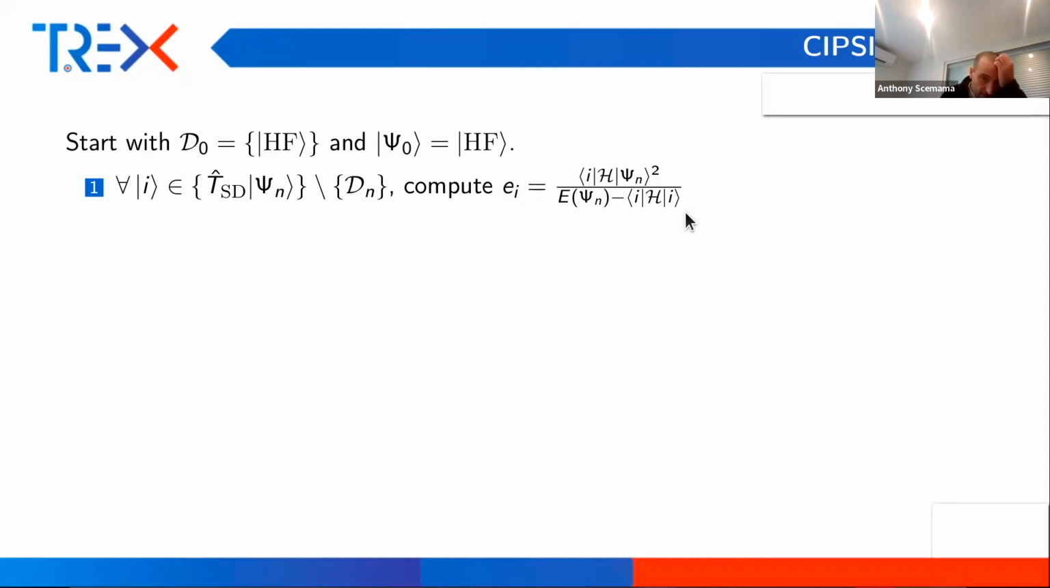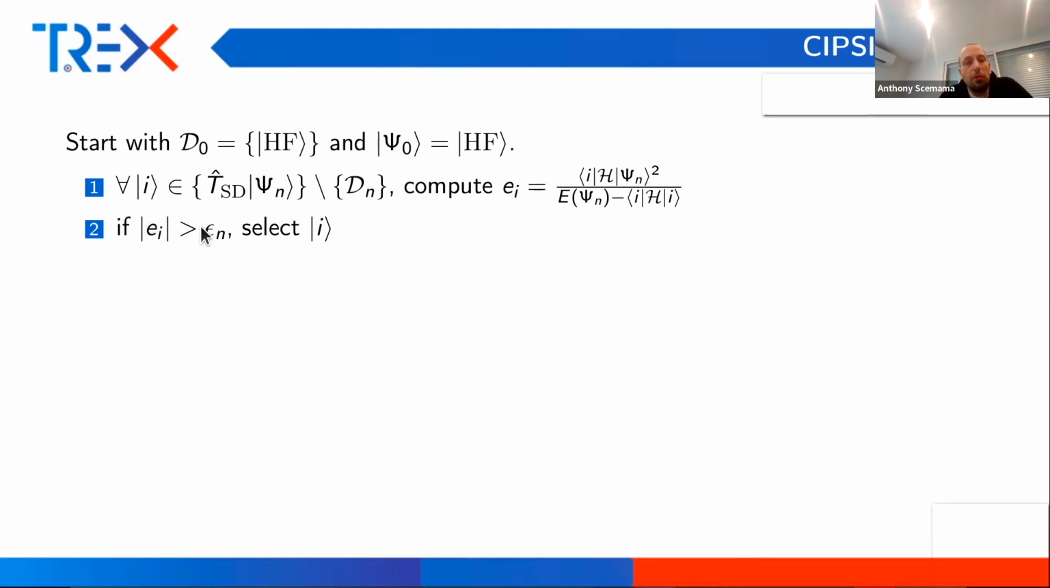And this is the contribution of determinant I to the perturbation theory correction. Okay, so if you compute the Epstein-Nesbet perturbation theory on Hartree-Fock, you will make the sum over all the determinants I of these quantities. So this really measures how much energy you would gain by introducing I into the determinant space.